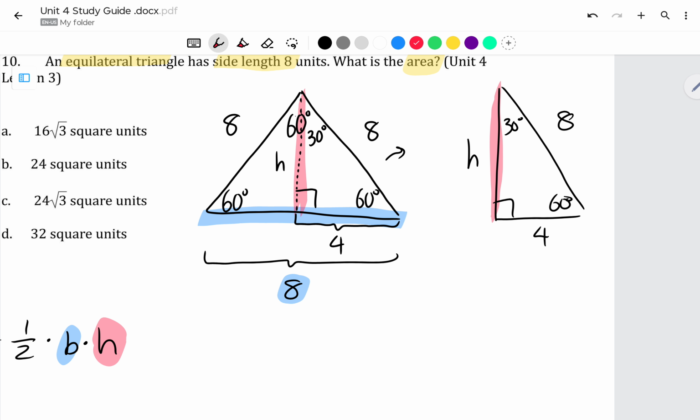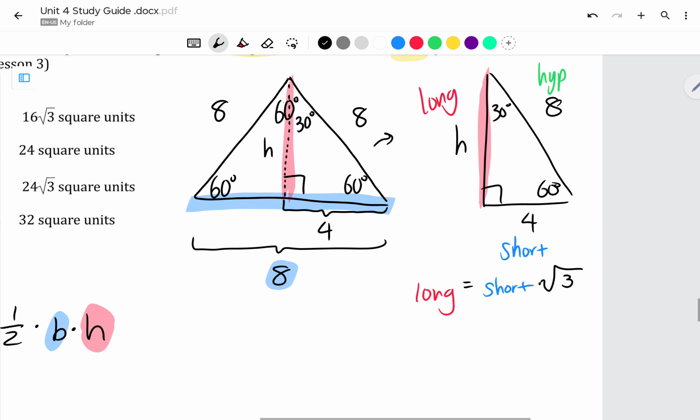So let's go ahead and label our sides. This is our long, this is our short, and this is our hypotenuse. And I'm trying to figure out what the long side is going to be, the height. So I know the formula is long equals short times root 3. So long is H equals short is 4 times root 3. So the height of the triangle is 4 square root 3.